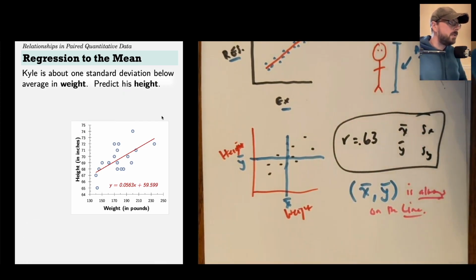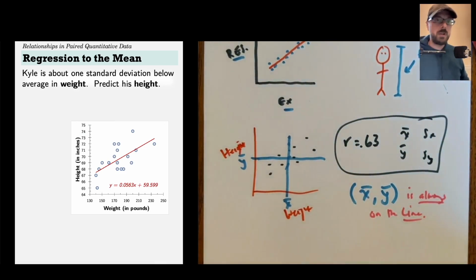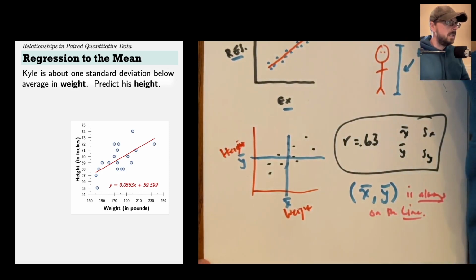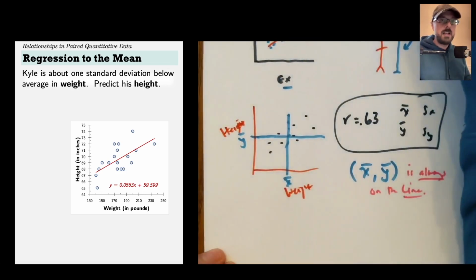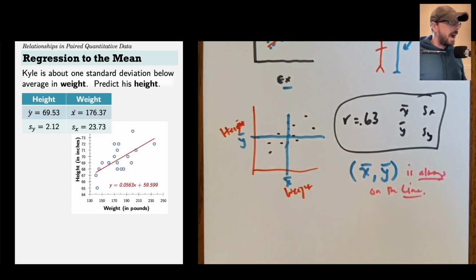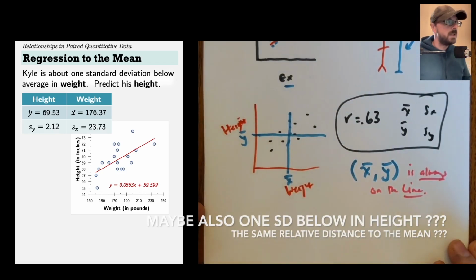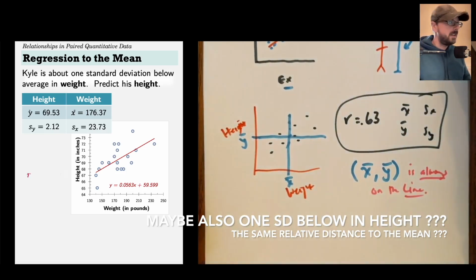All right, now suppose though we have an individual that varies from the mean. Say Kyle is 1 standard deviation below average in weight. Let's predict Kyle's height. Well, this is a little bit trickier. If I know Kyle is below average in weight, let's predict his height. The average was 176.37 pounds. We know he's 1 standard deviation below average. He's probably below average in height too. How many standard deviations below average in height do you think he is? Well, if he's 1 standard deviation below average in weight, he's maybe 1 standard deviation below average in height.